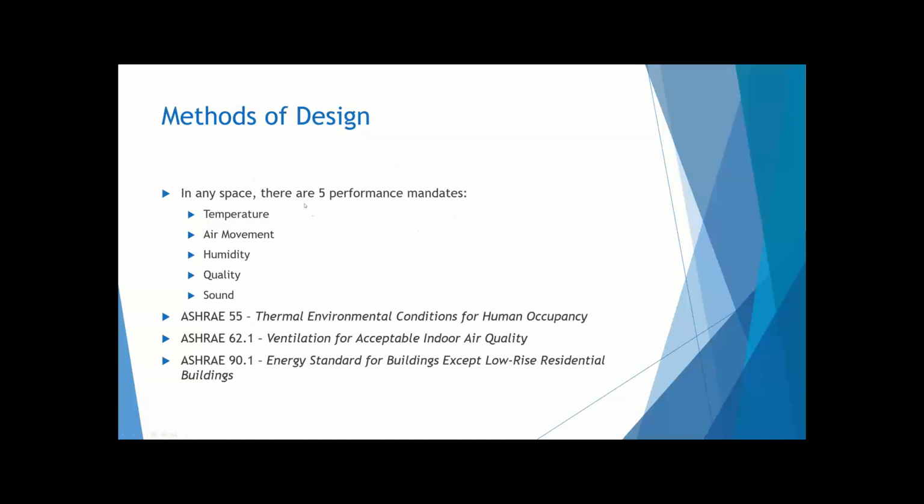In any space, though, you really have 5 performance mandates. Those are temperature, air movement, humidity, quality, and sound. Those are all governed by different ASHRAE standards: ASHRAE 55 for thermal environment conditions, ASHRAE 62.1 for ventilation, and those are all governed by the energy standard, which is ASHRAE 90.1.